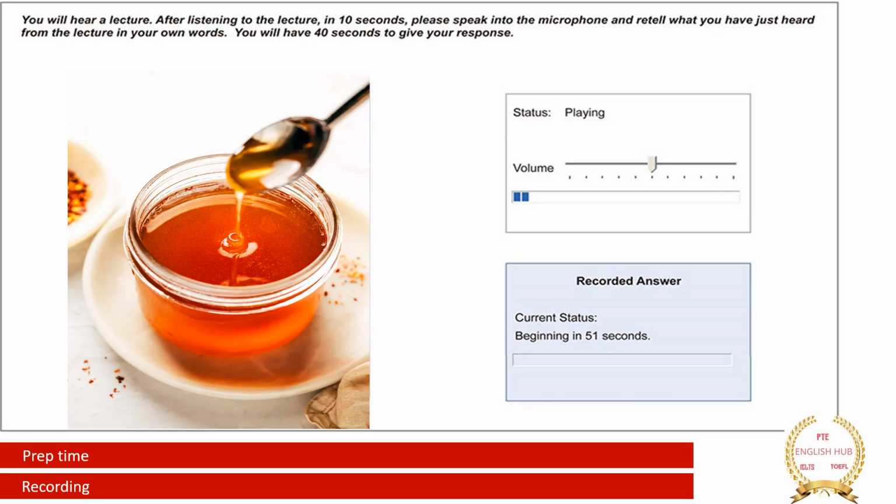Honey is a versatile ingredient that has been used for centuries not just as a sweetener, but also as a natural remedy for many health problems. It is rich in antioxidants, vitamins, minerals, and enzymes that promote good health. Can you tell us about some specific health benefits of honey?